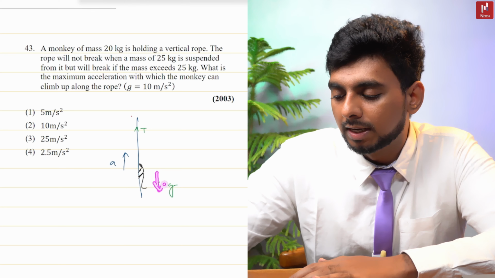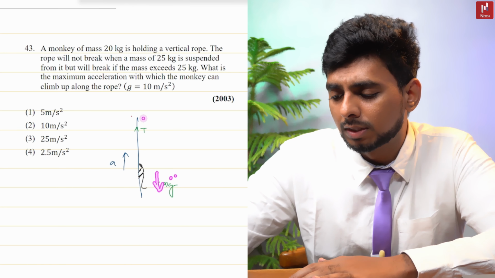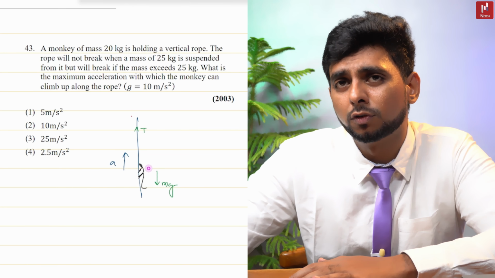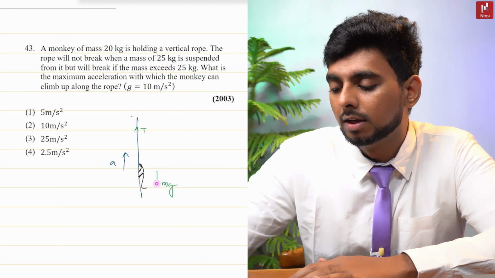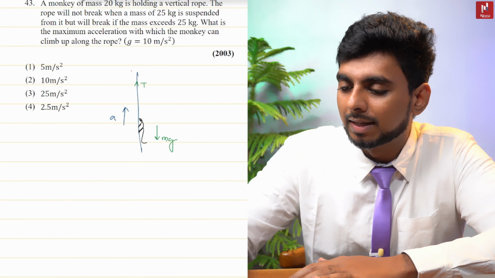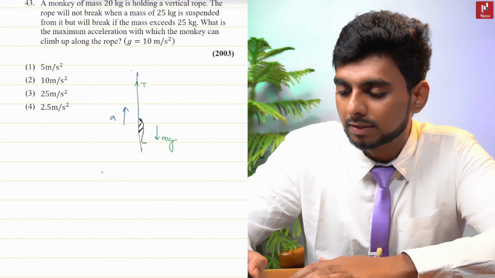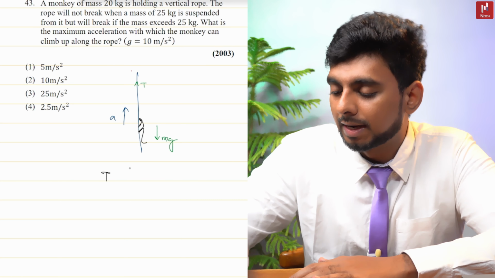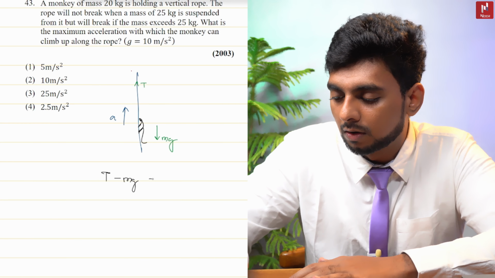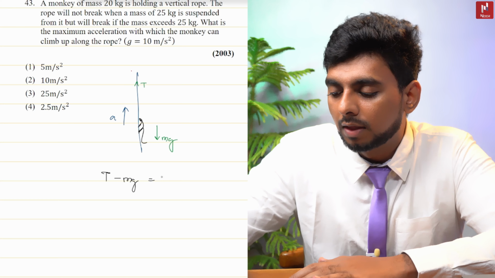Fine. And the mg will be downwards, with the rest force it is going to accelerate upwards, right? So if I do the force balance here, I'll end up getting the answer. So here, if I do the force balance, you'll have something like this: T that's going to be acting upwards minus mg, which will give you the ma.